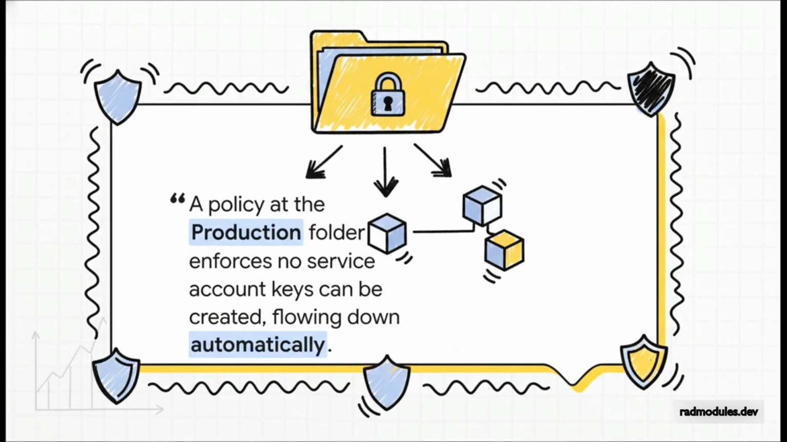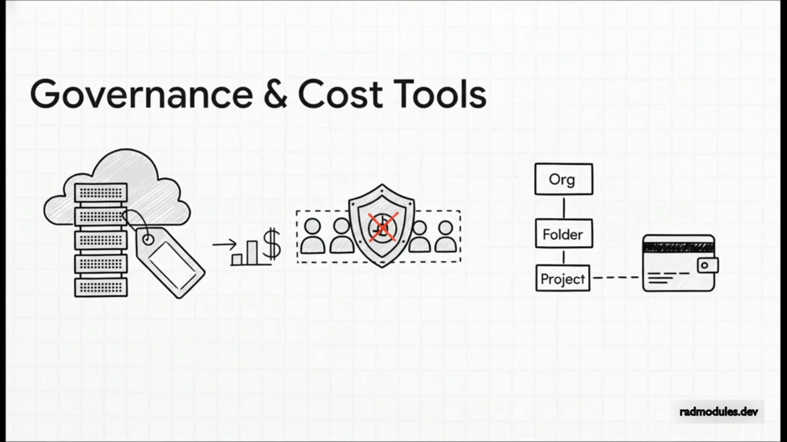But here's where this hierarchy gets really powerful: inheritance. Any security policy you apply at a high level, say on a folder, gets automatically enforced on every single project underneath it. This is how you build security guardrails that can scale without you having to do a bunch of manual work. But it's not just about the structure.